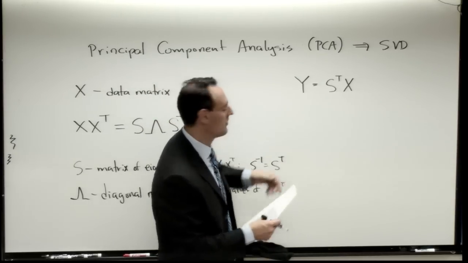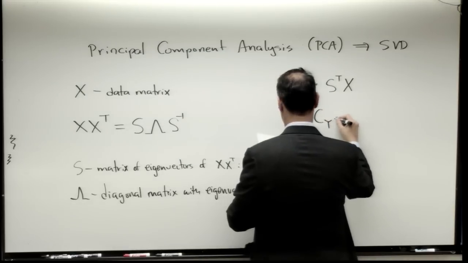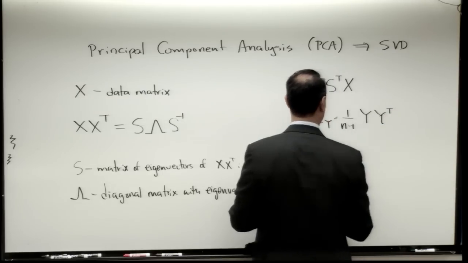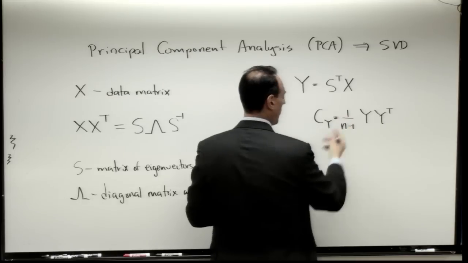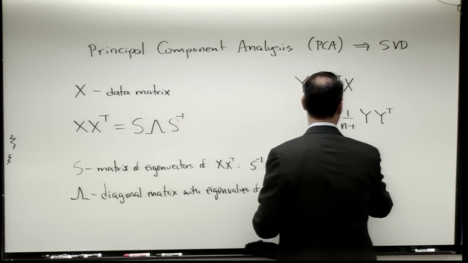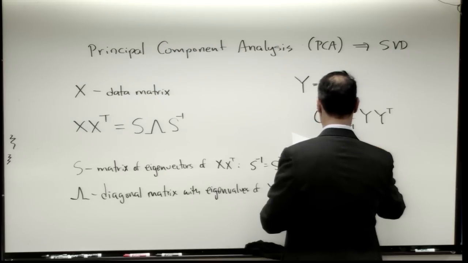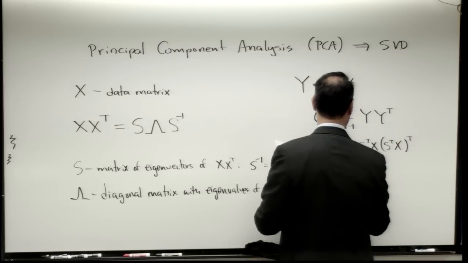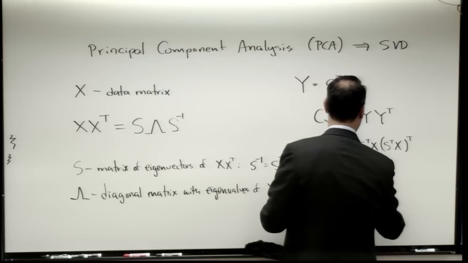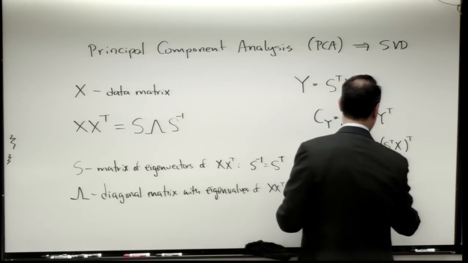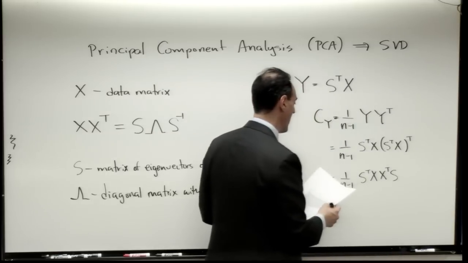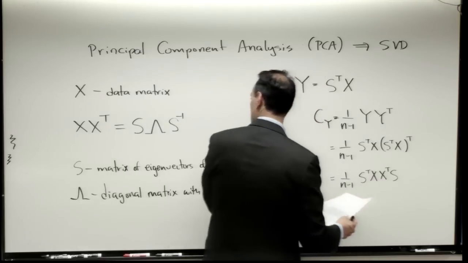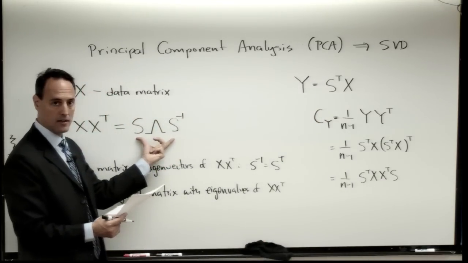Let's calculate the covariance of this. What is it? 1 over n minus 1, Y Y transpose. I'm just using the covariance formula that we had before. But notice, what do I get here? This is now S transpose X transpose, and with S transpose X, the transpose comes in, you get X transpose X, the S there. But look, X times X transpose, isn't that this right there?